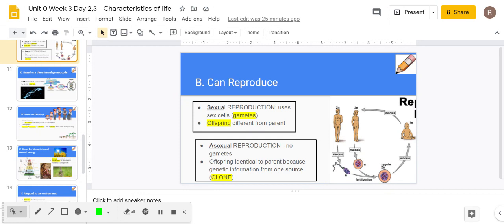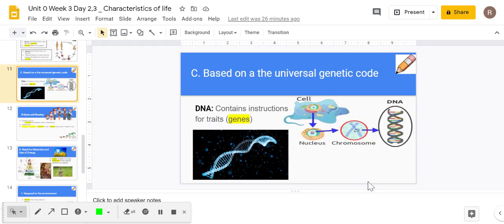And that leads us to our third characteristic of life, which is that everything that is alive is based on a universal genetic code. Inside each and every one of your cells, the millions of cells that you are made out of, there is a strand of DNA. DNA is the instruction book for how to make a human, a zebra, a horse, whatever it is. It has to have DNA from its parents.